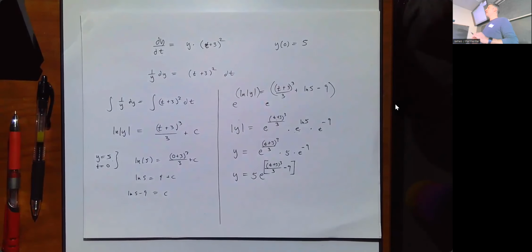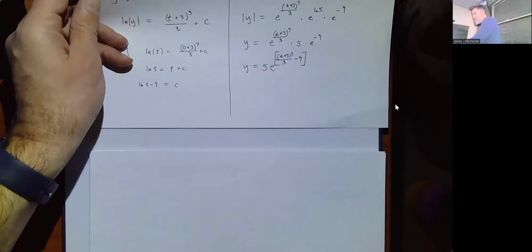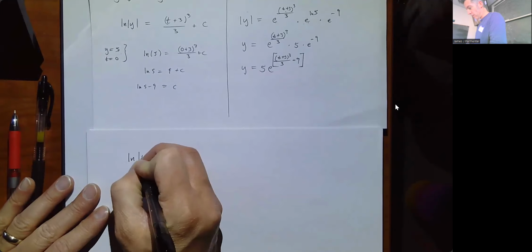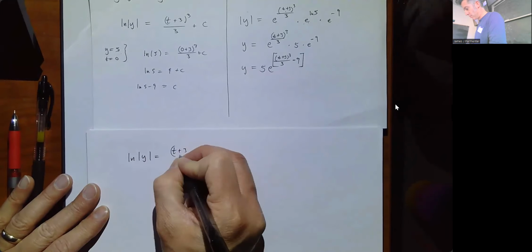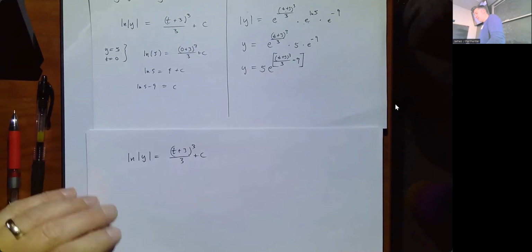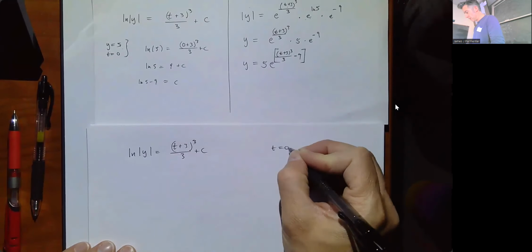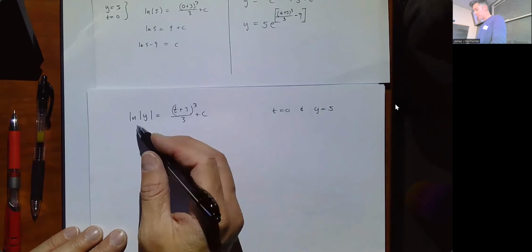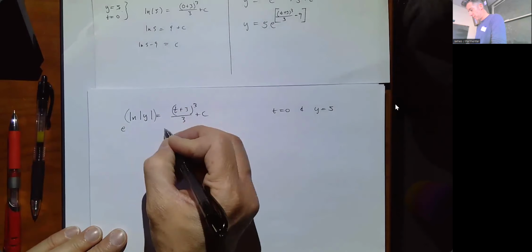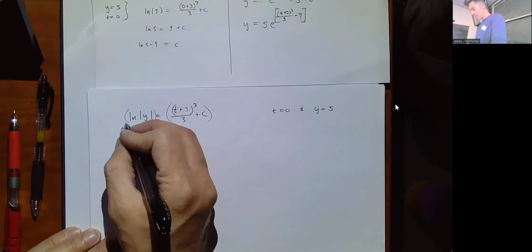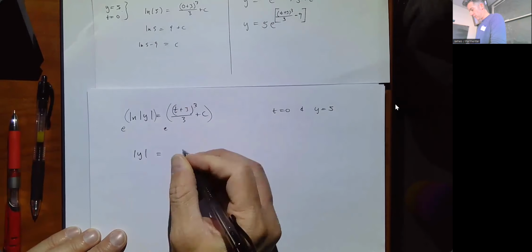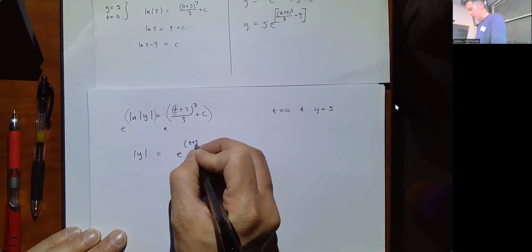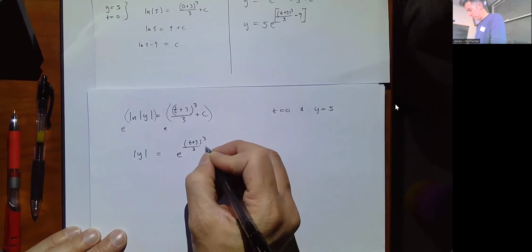So let's do this again and be a little bit wiser about when we're going to try and actually plug in our initial conditions to find our constant. So instead, starting with the natural log of y equal to t plus 3 cubed over 3 plus c, and knowing that t equals 0 and y equals 5, let's just solve first. So we're going to e both sides. We're going to say e to the natural log of the absolute value of y is the absolute value of y equals e to the, still gross, t plus 3 cubed over 3 plus c.